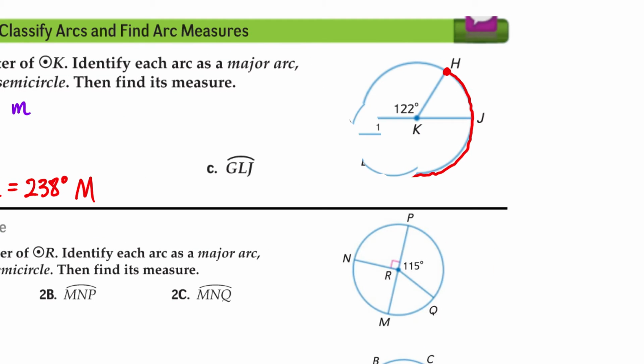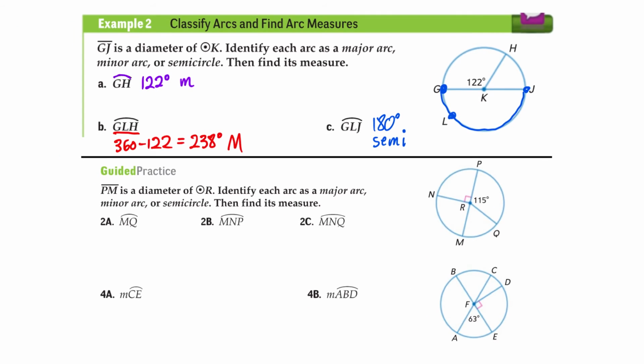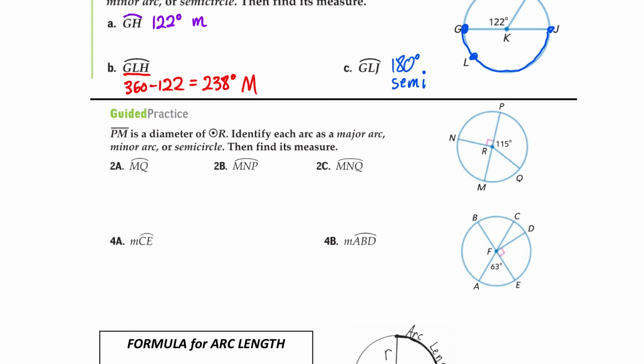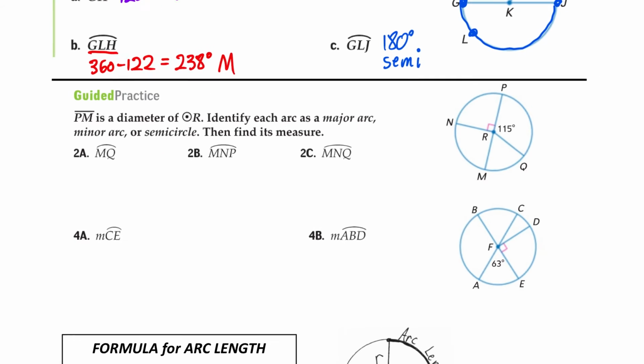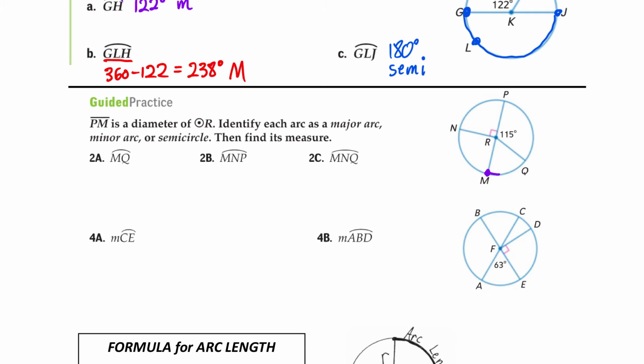All right, and then on GLJ, that's a semicircle, so it's 180. Okay, 180, it's a semicircle. All right, next one is MQ. It's a vertical angle. Well, you're thinking right, but it's not vertical, but it's close.